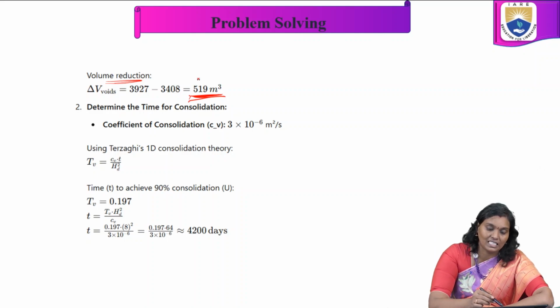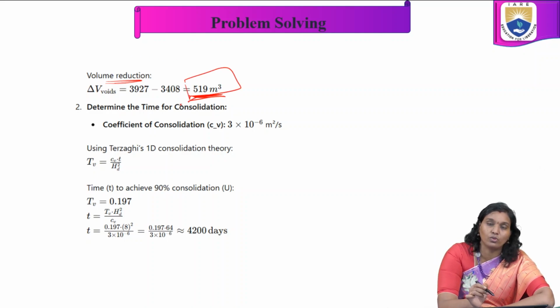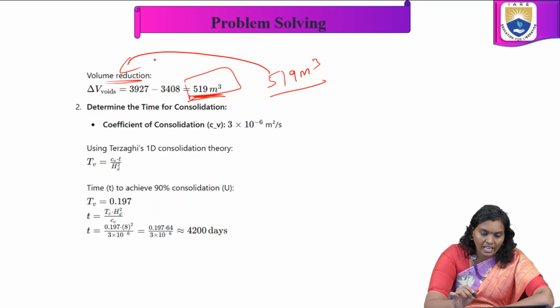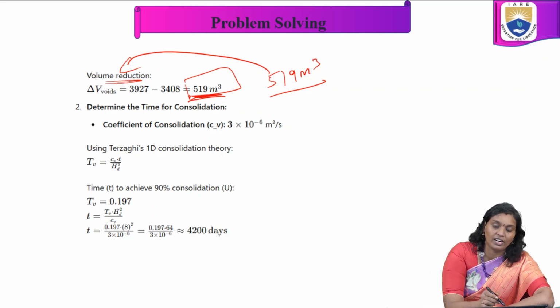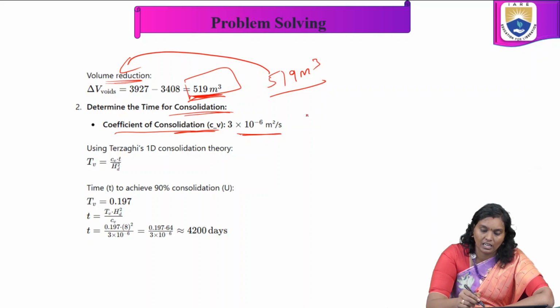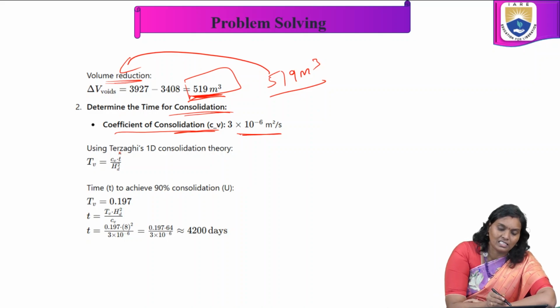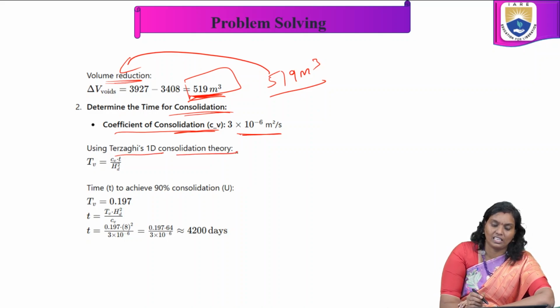So finally, this is the volume we are going to get: 519. After calculation, we get 519 meter cube as the reduction volume which we required. Here, determine the time for consolidation. The coefficient of consolidation is already mentioned in our problem: 3 into 10 to the power of minus 6 meters per second. Here we are using Terzaghi's 1D consolidation theory.